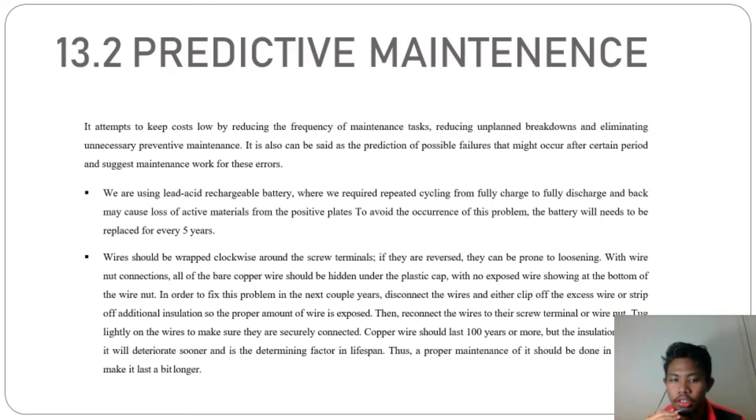In order to fix the problem in the next year, we must disconnect the wire and clip off the excess wire or strip additional insulation so the proper amount of wire is exposed. Then reconnect the wire to the screw terminal or wire nut. Thus, proper maintenance should be done to make it last a bit longer.